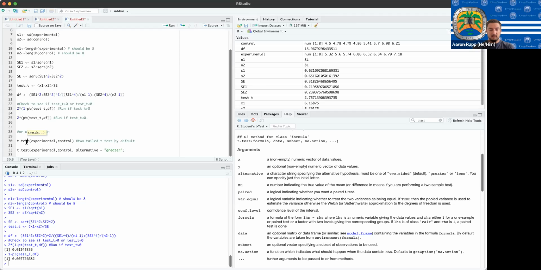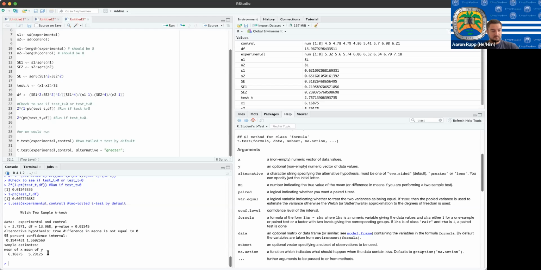But notice once I run this one line of code, it's going to give me all of this sample output out here. And notice that it reports everything that we have been calculating. What my test statistic was, a 2.7571, my degrees of freedom, 13.968, and a p-value of 0.1545. And it also tells you how it calculated that p-value from the alternative hypothesis. In just this case, true difference in means is non-zero. That's the same thing as saying mu1 is equal to mu2.